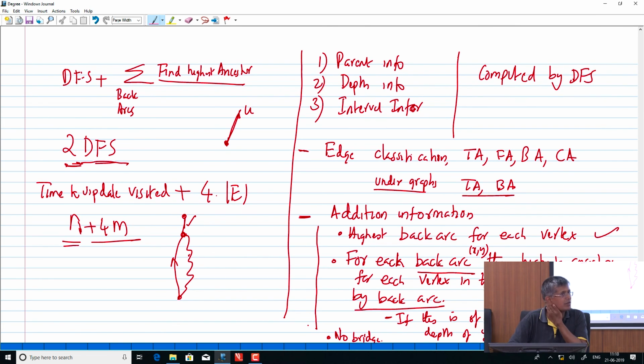Okay, so I'll stop here. Again, all this is there in CLRS in the chapter on depth first search. And this is the first example, I think, in the section. So you should just read it up. Okay, so thank you for your patience.